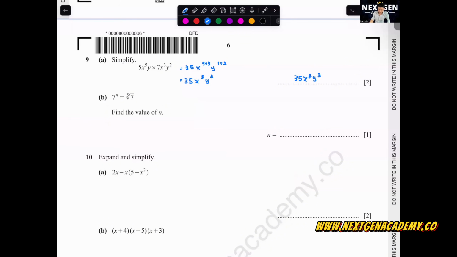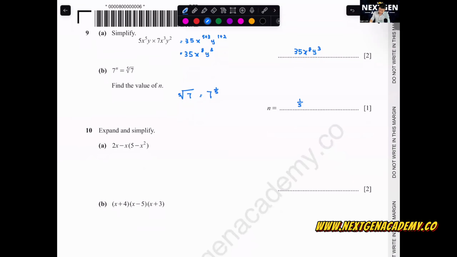Okay, indices. This one, how do we rewrite this into power? The fifth root of 7 can be written as 7 to the power of 1 over 5. So n is 1 over 5. Okay, next one, expand and simplify. Let's expand the bracket. Minus 5x plus x cubed. Okay, we can write this as x cubed minus 3x.